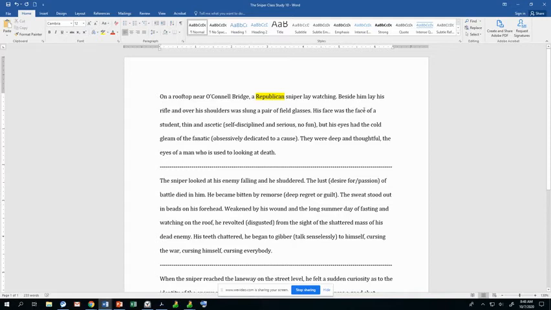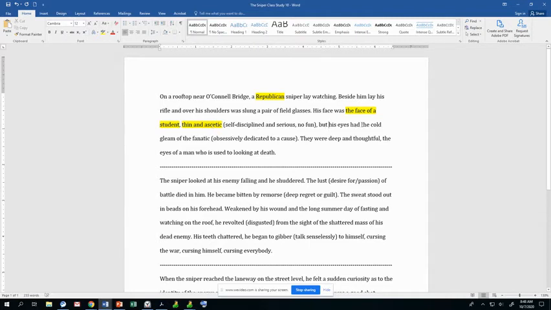His face was the face of a student. So the face of a student. Maybe he's pretty young, right? Students are typically young, unless they're professors or something, but then they would be a professor instead of a student. Thin and aesthetic or self-disciplined. So looking up that definition really helps us understand the connotation of that word.